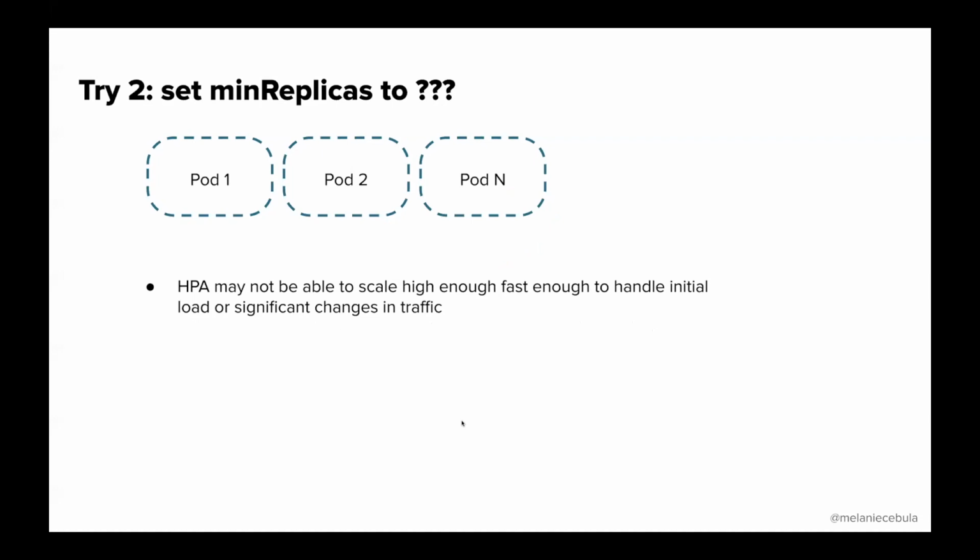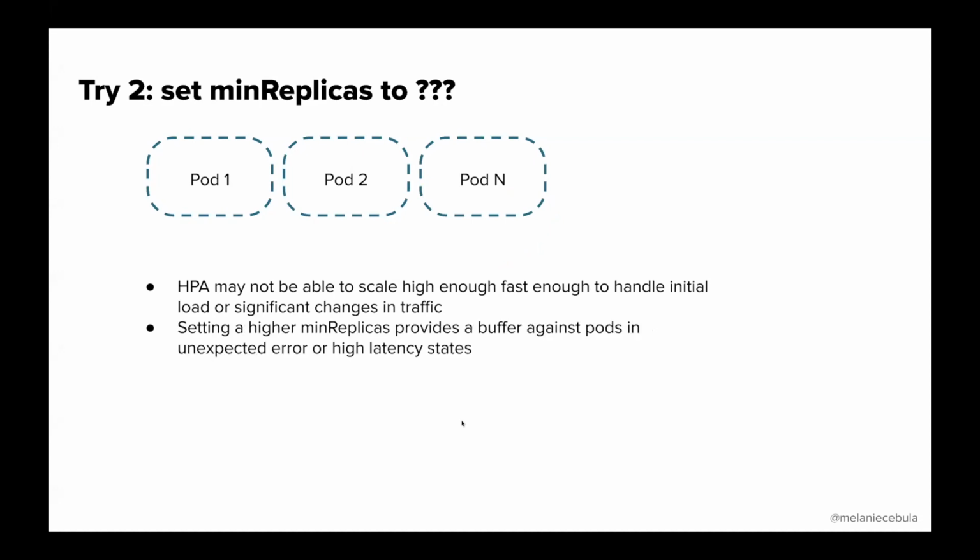So try number 2. How many minReplicas can you tolerate? One thing I ran into in practice was, because of how often HPA polls to scale up your service, it is possible that for certain traffic spikes, it cannot scale high enough, fast enough to either handle the initial load for your service or just certain kinds of traffic spikes. So we had some services that had to set a relatively high minReplicas, much higher than 3. This helps some services provide a buffer against pods in an unexpected error or high latency state. And it just helps them if they have really pronounced traffic spikes.